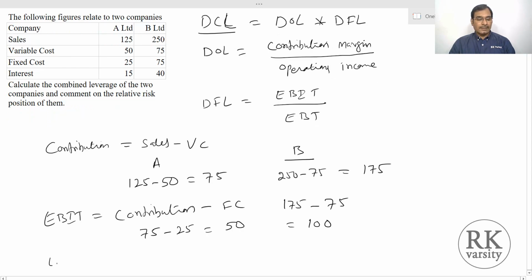Then earnings before tax. This equals EBIT minus interest. For company A, EBIT is 50 minus interest 15, so this equals 35. Whereas for company B, EBIT is 100 minus interest 40, so this equals 60.